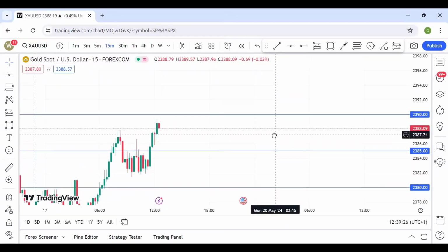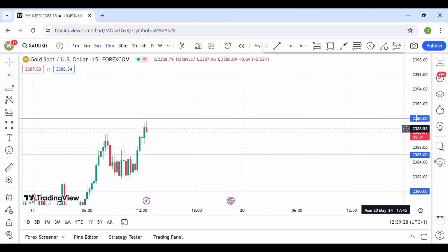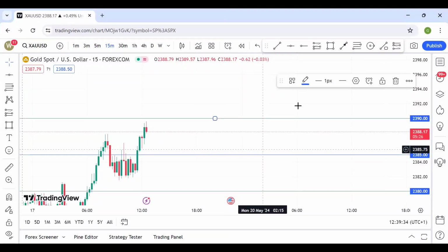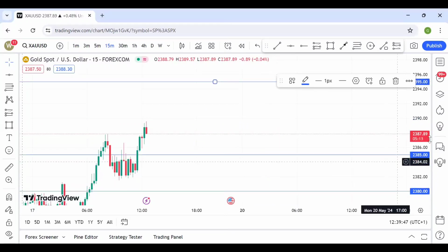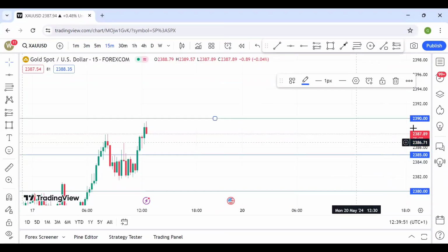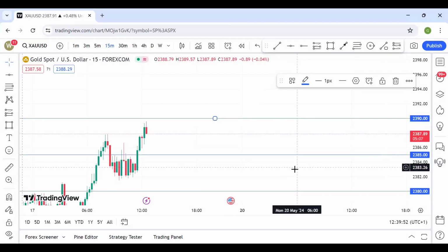Now let's plot another one at the top. The last psychological level says what? 2390.00. So the nearest one above is what? 2395. 2395.00. So if you observe very well, okay, let's stop here.